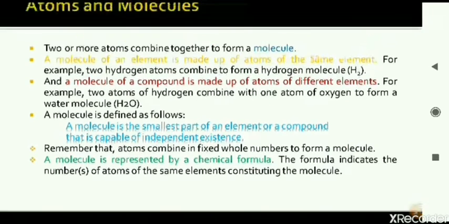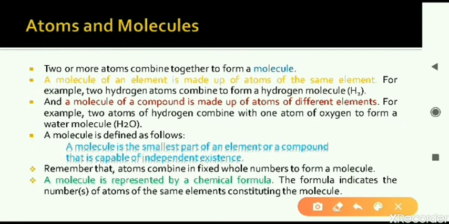The next topic now here is molecule. Now different atoms can combine together. Different atoms can combine together to form a molecule. Example, already I told you. Hydrogen atoms join to form a hydrogen molecule. Similarly, oxygen atoms will join to form an oxygen molecule and so on.